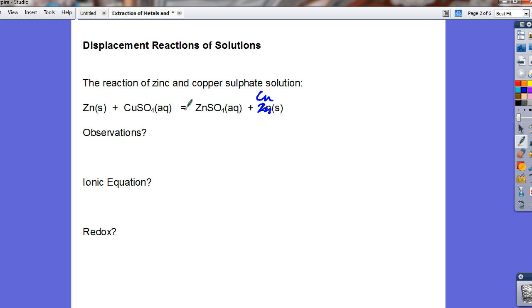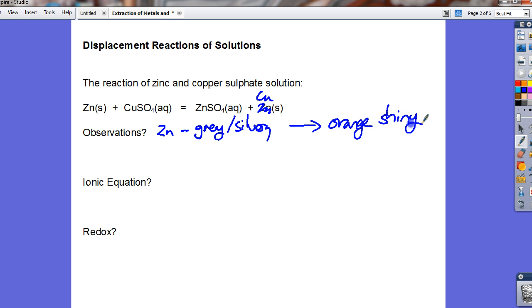Now, what would we see when we do that reaction? Well, zinc is a grey, silvery metal. What does copper look like? Okay, copper looks very different. Copper's an orangey metal. So the solid turns from grey and silvery to orange. Probably also a little bit shiny if it's good quality copper.